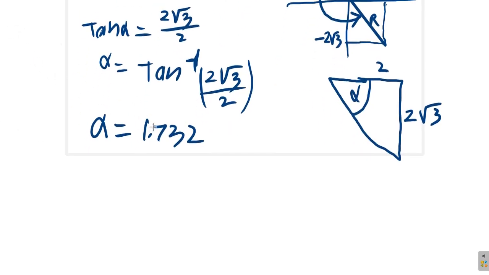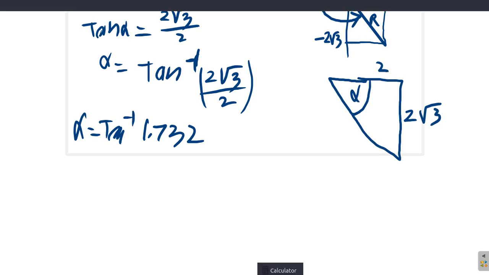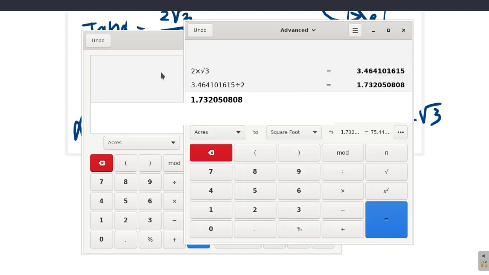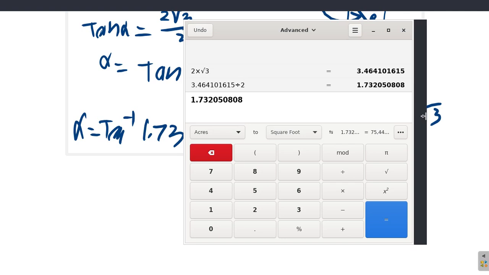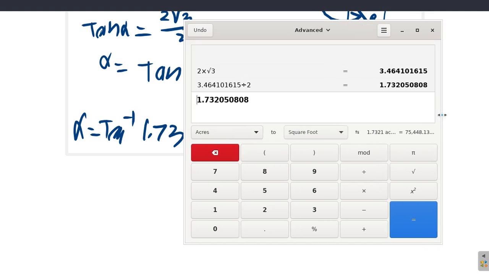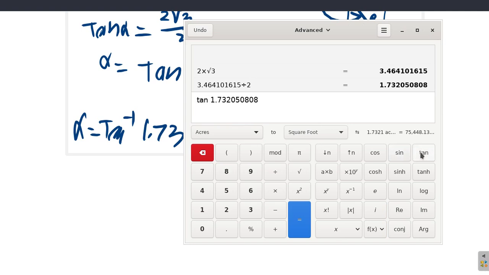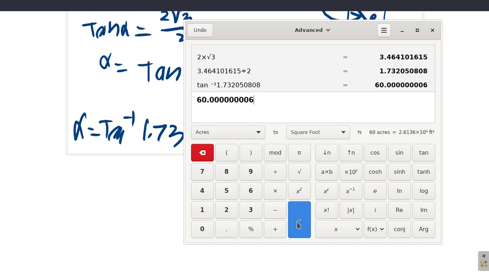Now, tan inverse of that. What am I doing? Alpha equals the tan inverse of that. So I want to find the tan inverse of that number. So we say tan inverse of that equals, well, 60 degrees.